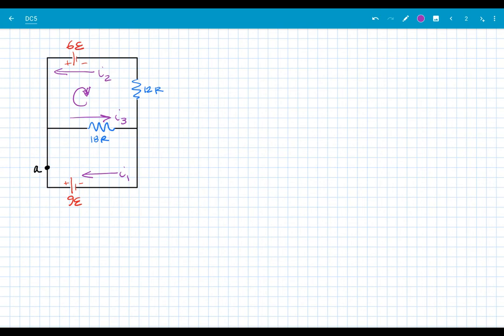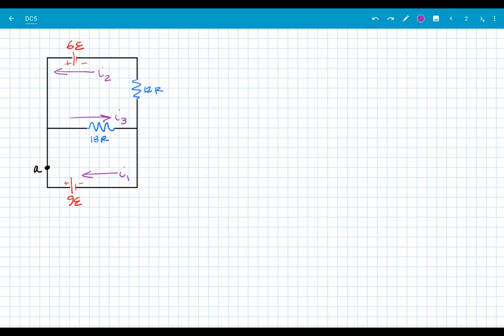There's not a current loop. There are three branches with three different currents. So my advice would be to not use any kind of curly arrows. I usually tell students, when you're marking currents on branches, you really only need to mark the branch one time and mark it with a straight arrow, not a curved arrow.